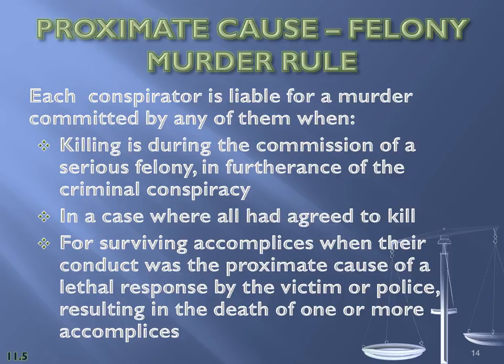A little bit of a review would probably be helpful. As previously indicated, murder liability is attributable to a suspect under the felony murder rule where he or she or a co-conspirator kills during the commission of a serious felony in furtherance of a criminal conspiracy, if you can remember back when we talked about that. Also, each conspirator is liable for a murder committed by any of them in a case where all had agreed to kill, such as in a drive-by shooting or a murder pact, if you will.